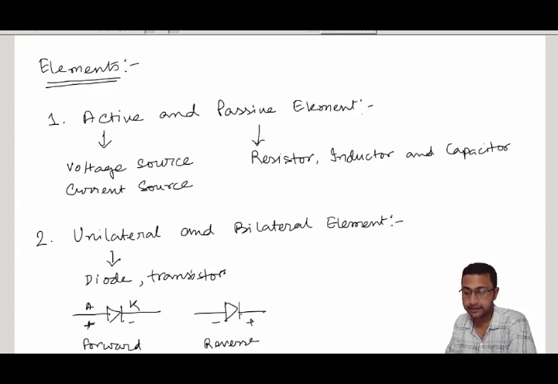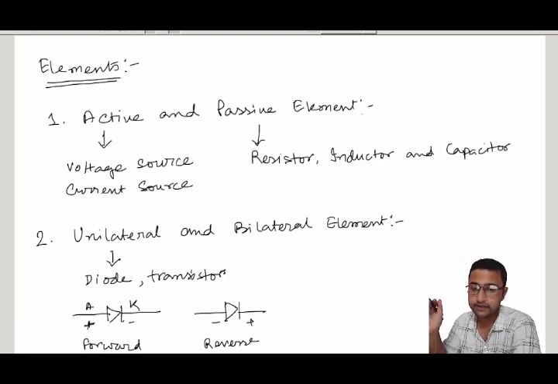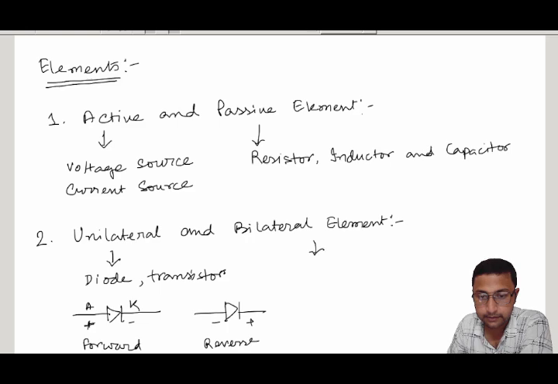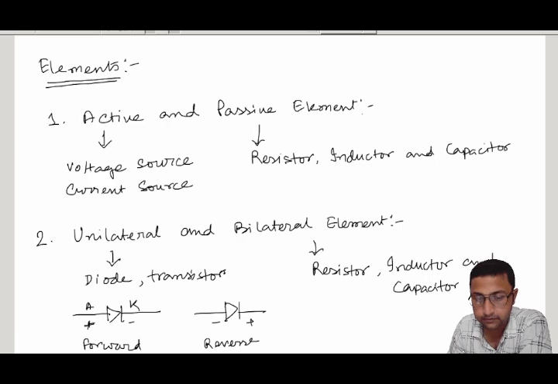And in the case of a bilateral element, the current magnitude remains unchanged with the polarity of the applied voltage. So this is called the bilateral element. The examples of bilateral elements are resistor, inductor and capacitor. So this is called the bilateral element.